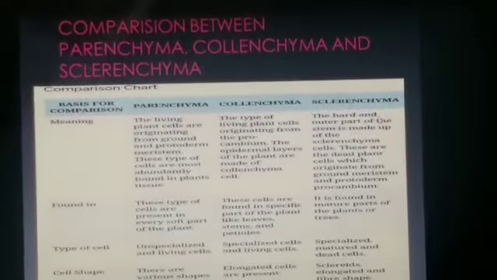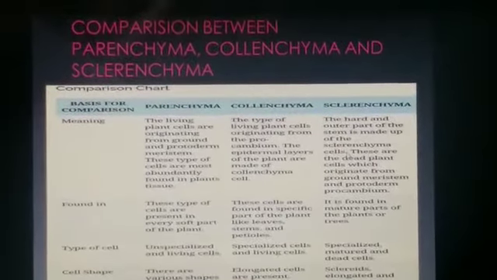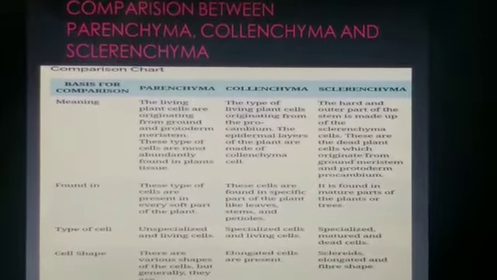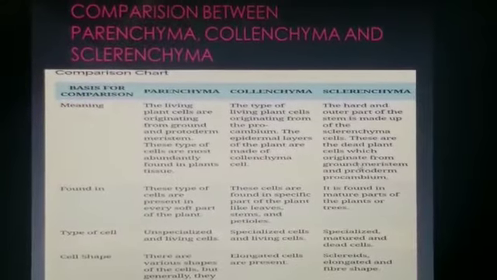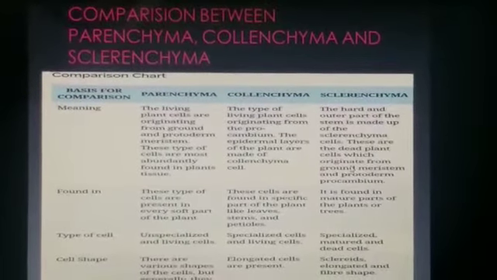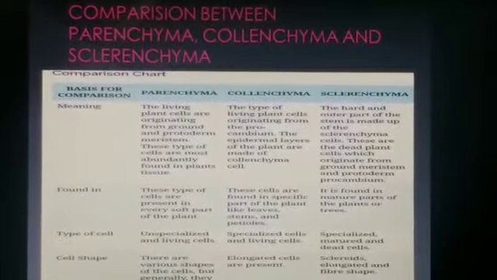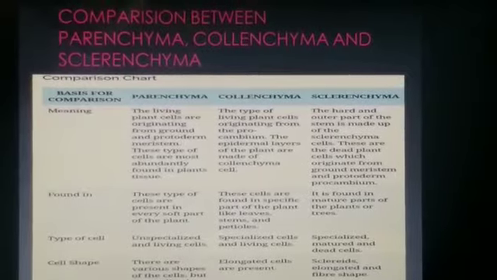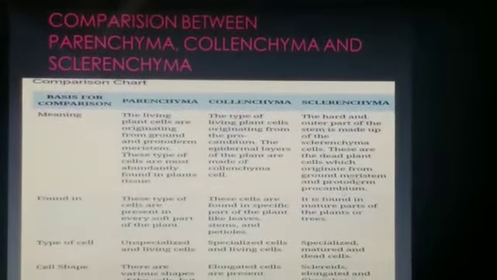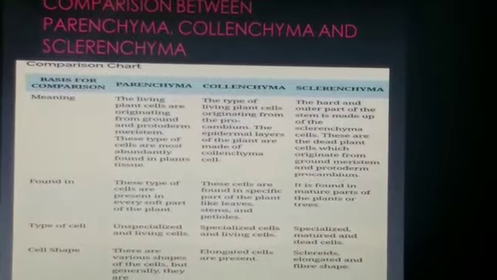sclerenchyma. The hard and outer part of the stem is made up of sclerenchymatic cells. These are dead plant cells which originate from ground meristem. If you remember what our ground meristem is, the remaining parts like leaves, stem, flowers, all come under sclerenchyma and protoderm procambium.